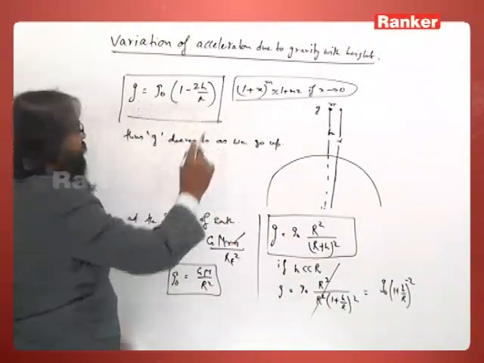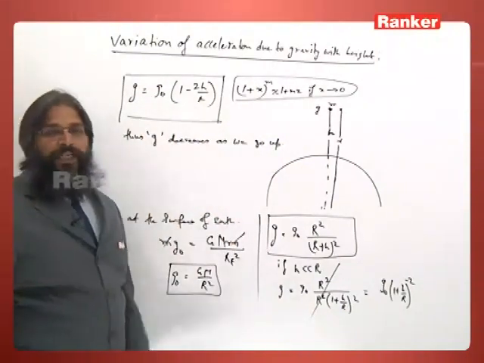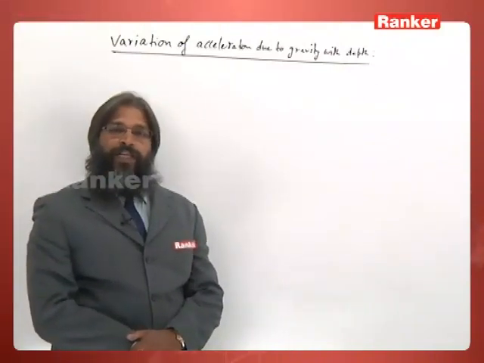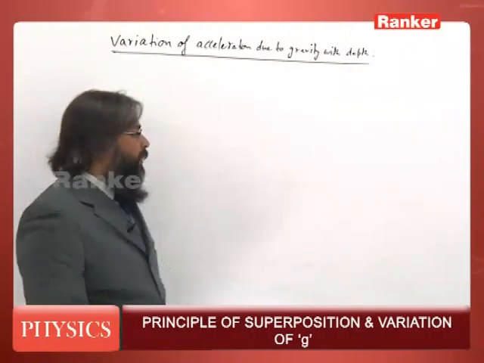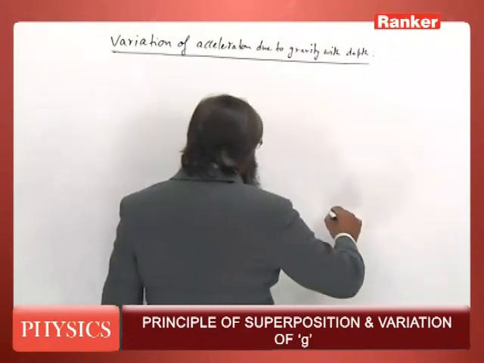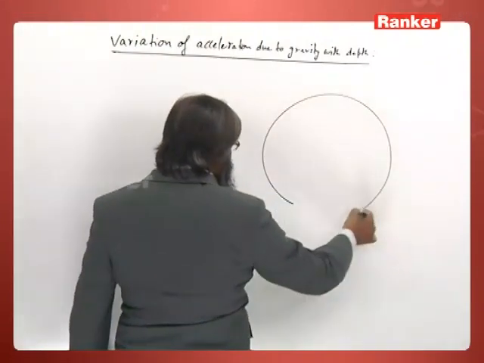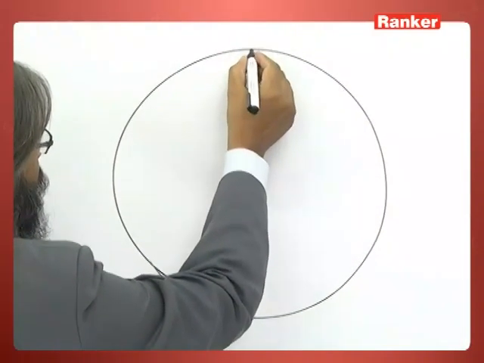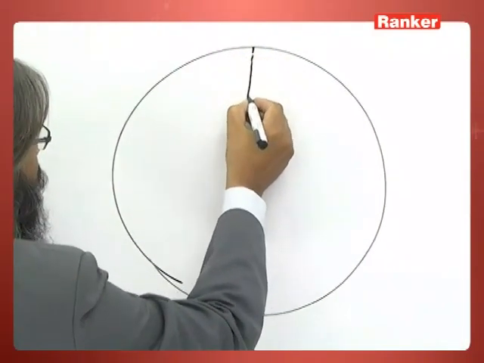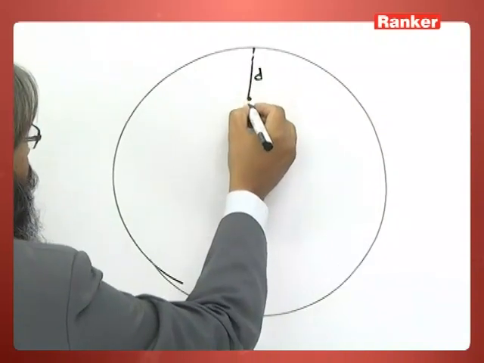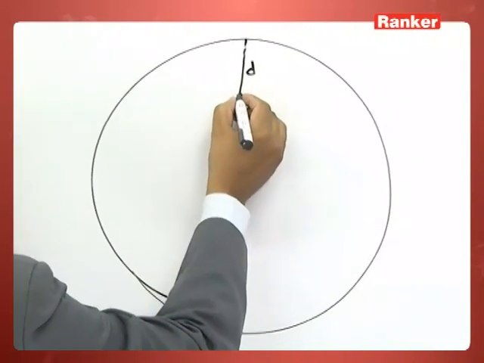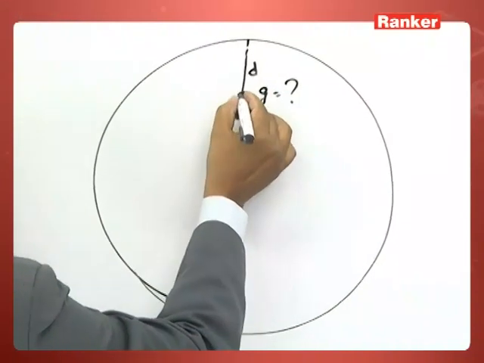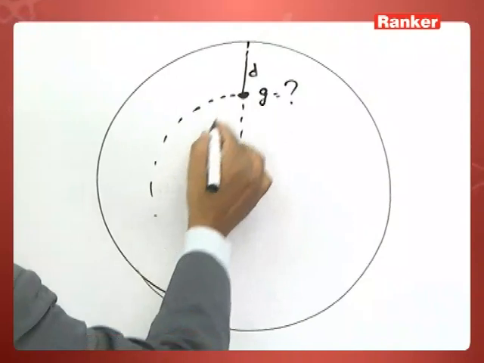And how it decreases? This is given by this relation. Now, let us study the variation of g with depth. Suppose we are inside the earth, inside a mine which is at a depth d. When we are inside here and I wish to calculate g at this location, then what do we do?